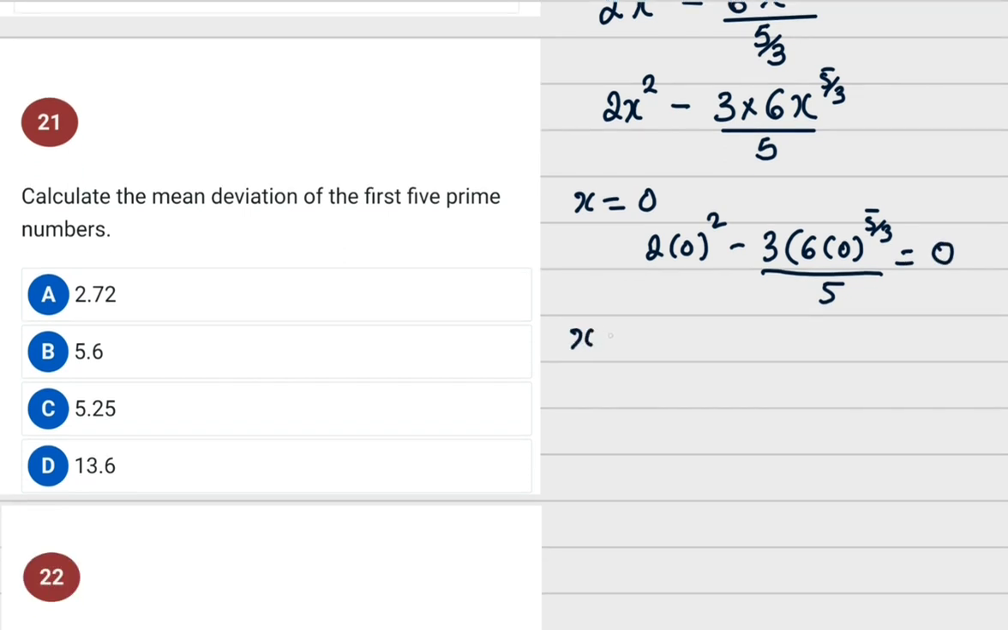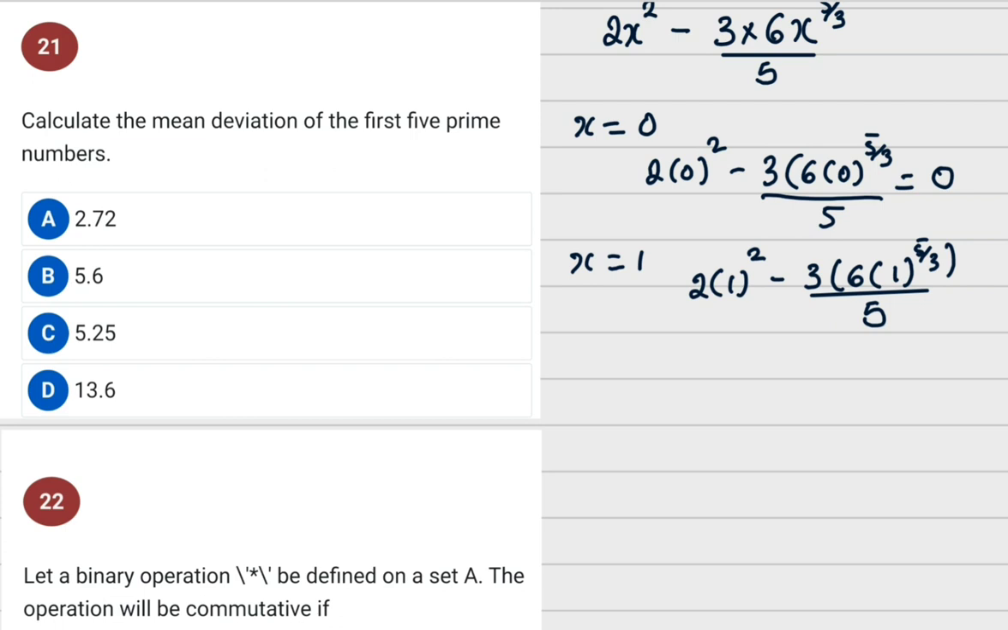But when we say x is equal to 1, we are going to have 2 into 1 all squared minus, we have 3 into 6. Then we have 1 raised to power 5 over 3, now all over 5. Now recall, 1 raised to power anything is actually 1. So here is going to be 2 minus 18 over 5. That is what we have.